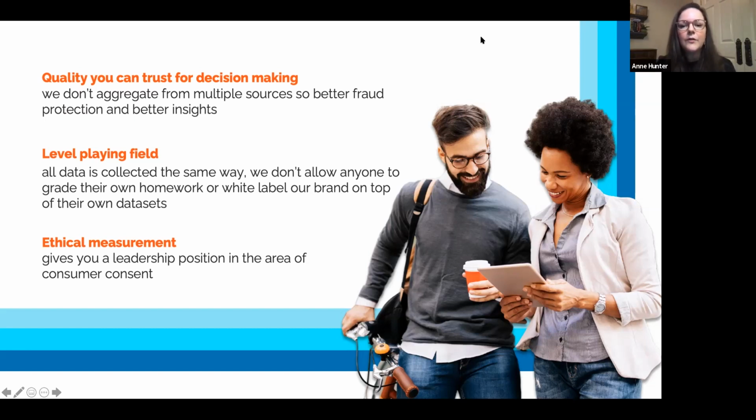This method of using zero-party data also levels the playing field. Because the data is collected on a platform, it's all collected the same way, which means not any one company can grade their own homework. Nobody can white label their brand, our brand on top of their data sets, right? You don't have company A saying this is how your campaign performed and company B saying this is how your campaign performed. And you all know that no one gives you a report that says that their company didn't perform well. It is a neutral approach that allows us to see everything.